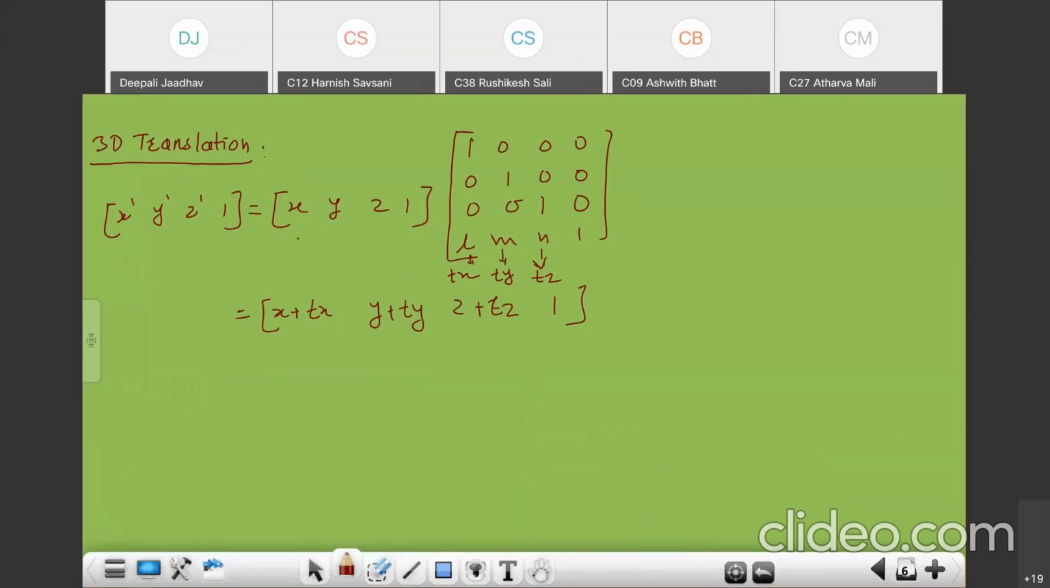It means if a point is in this place here, and if we want to transform it with this tx, ty, and tz, then x is added with tx, y is added with ty, and z is added with tz. Then it may be transformed here, depending upon the example. So in this way, see one example.